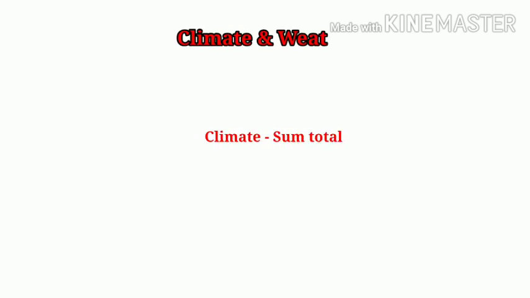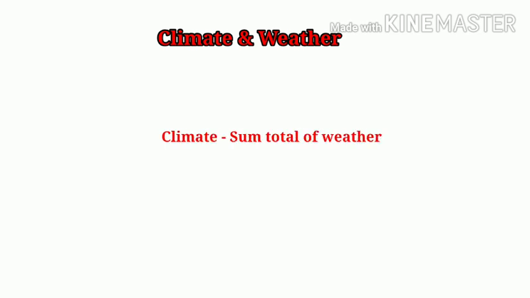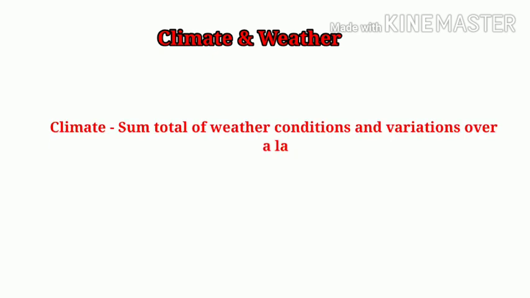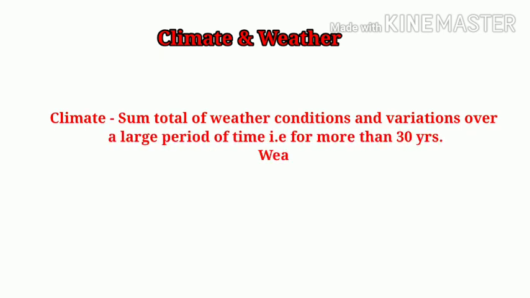Students, we are going to start chapter number 8 of geography, that is climate of India. So here we are going to start. When we are talking about climate, climate is a sum total of weather conditions and variations over a large period of time, that is more than 30 years.